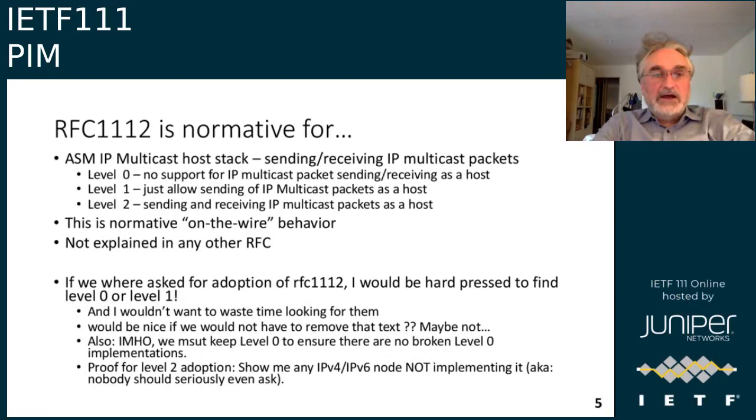And so if we were asked for adoption of RFC 1112, I'd basically ask the counter question: show me a single system that does TCP/IP that doesn't implement level 2 IP multicast. Because, for example, in IPv6, it's even mandatory for basic discovery. This is not multicast routing. This is the multicast host stack. So levels 0 and 1 are more questionable. I'd like to keep them. I think that's going to be an interesting discussion. There are going to be crazy issues that might come. So, next slide.